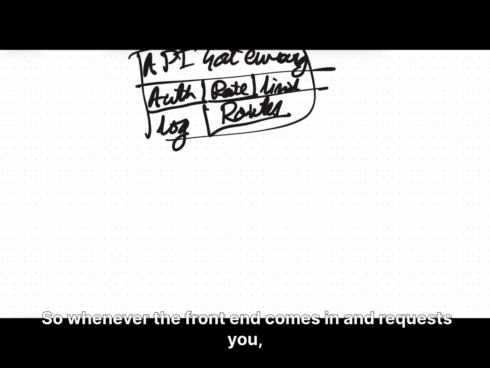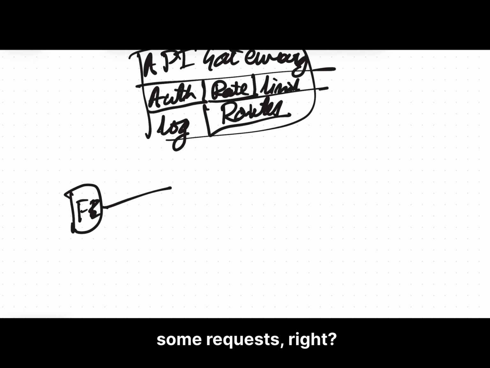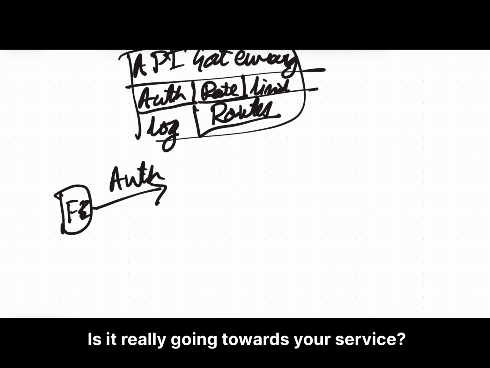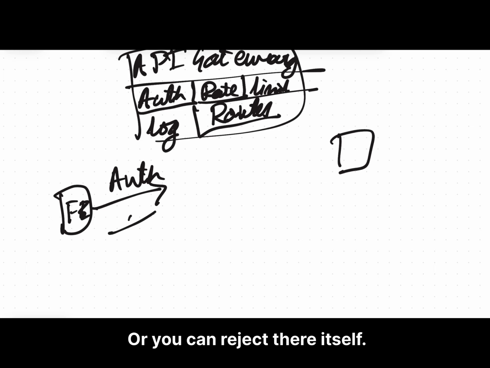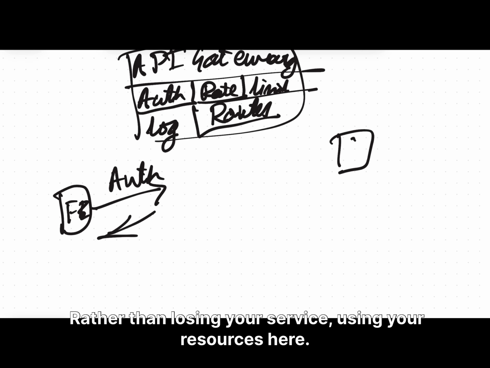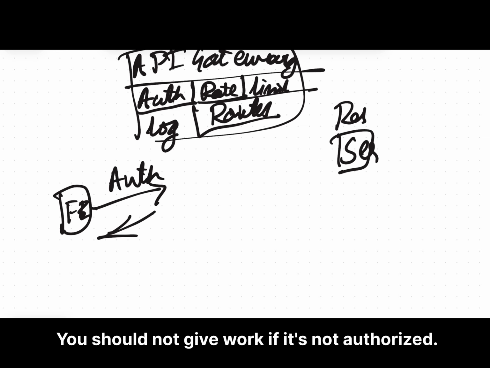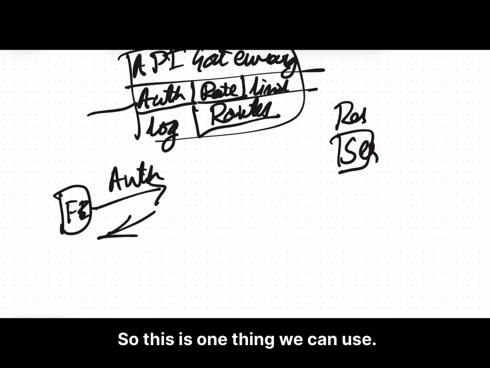Authentication. Whenever the front end comes in and makes a request, you have to authenticate this user. Is he really allowed to go towards your service, or you can reject there itself rather than using up your service and your resources. You should not give work if it's not authorized. So this is one thing we can use.